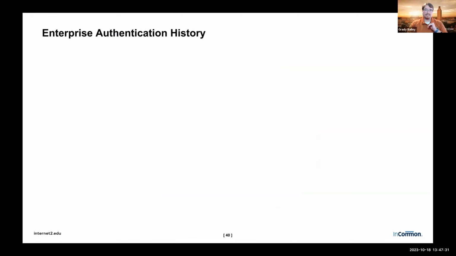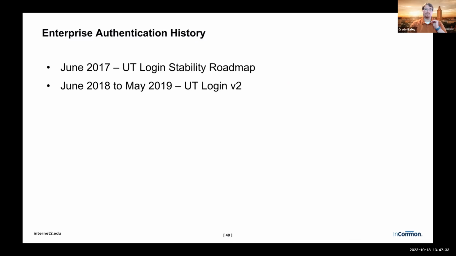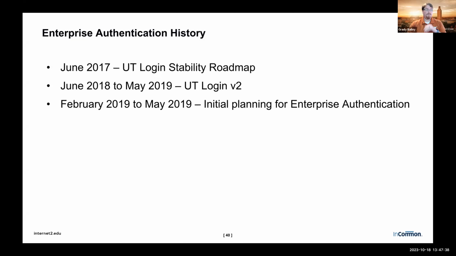So now let's get back to that history. We had the roadmap. We had UT Login V2. Then things start moving really, really fast. In February of 2019, we started doing some of the initial planning for enterprise authentication, putting together our requirements. We gathered requirements from our previous UT Login implementation, from the UT Shibboleth implementation. We put all of these things together, came up with our list of requirements for this new service. We talked to our campus customers, and we looked over the issues that we had with UT Login.